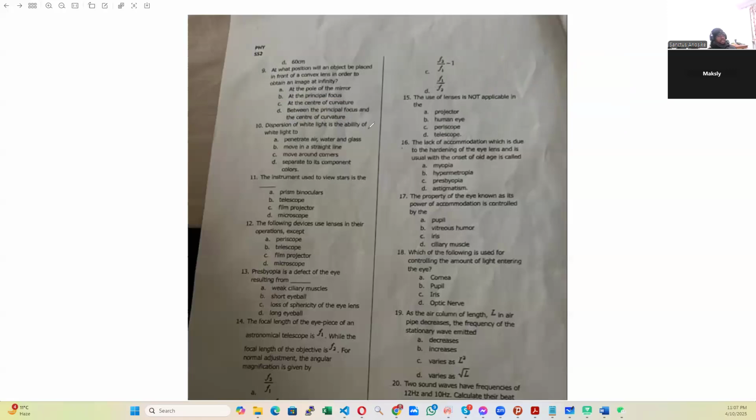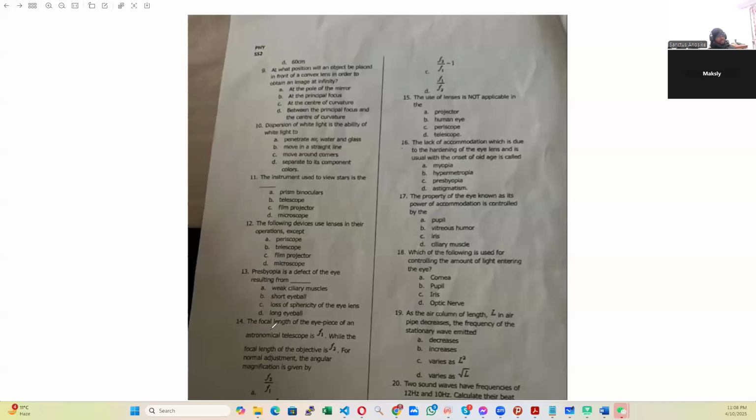Dispersion of white light is the ability of white light to do what? What's the answer? Break down into its component colors. The instrument used to view stars is the dash. Telescope. The following devices use lenses in their operations except: a periscope. Presbyopia is a defect of the eye resulting from: the ciliary muscle.